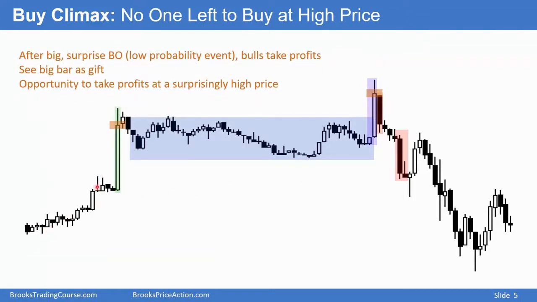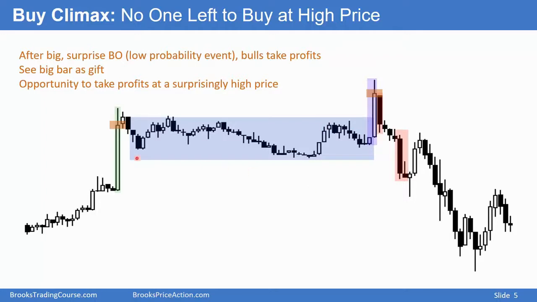We have a bull trend, a weak bull trend, and then we have an exceptionally strong bull bar. It's a surprise bar. Nobody was expecting that, and therefore it's a low probability event. A lot of bulls will see this as an exceptional gift, a surprise gift, and they'll use it to take profits. If they take profits, they're not looking to buy again on the next bar. They'll usually wait 5 or 10 bars to see if the bears will get a reversal. If the bears fail to get a reversal, then the bulls are willing to buy again.